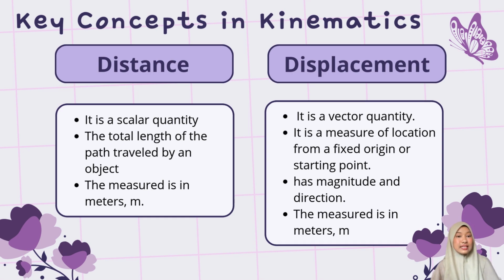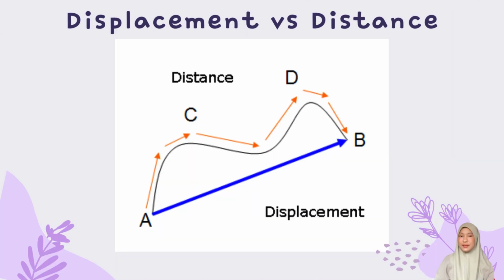So next is velocity. Velocity is similar to speed, but it also tells you the direction you are moving. For instance, running at 10 meters per second to the east. So this is different from displacement and distance.